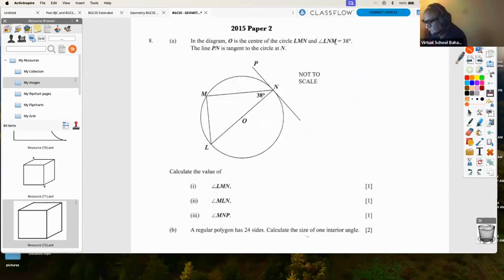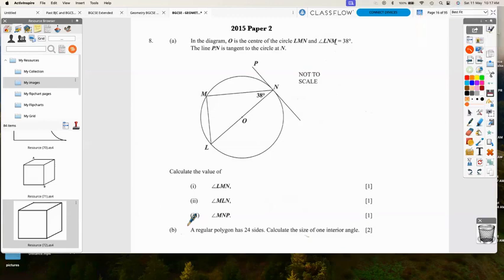All right. Do all of this, A and B. This is the last circle theorem I'm going to do because I want to do a little bit of construction today with you guys. Angle LMN. You know what the answer for that one is? 90 degrees.